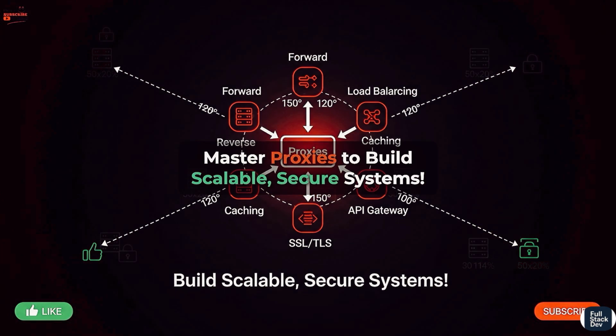Proxies are the backbone of modern backend systems, from boosting speed to locking down security. Whether you're routing traffic with a reverse proxy, caching with Varnish, or hiding IPs with a high anonymity proxy, choosing the right type is key. Start experimenting, test under load, and build systems that scale.